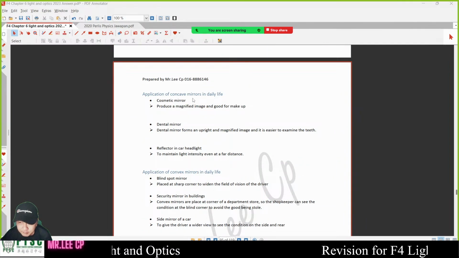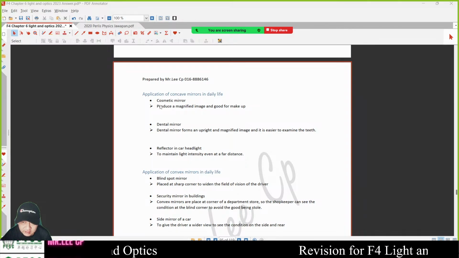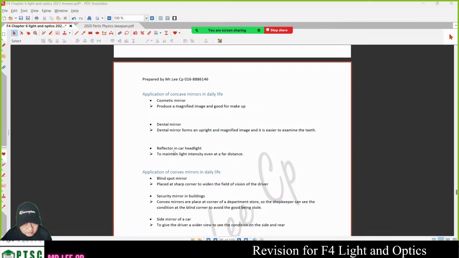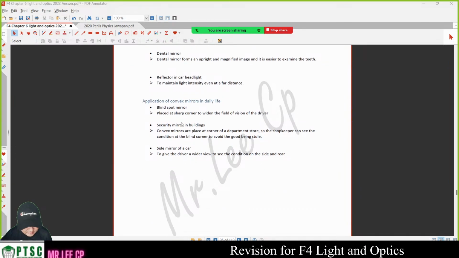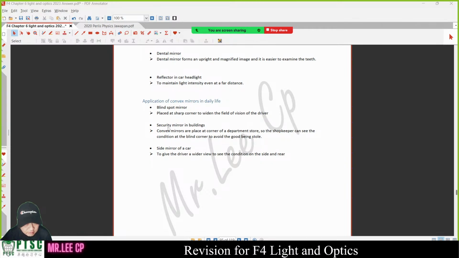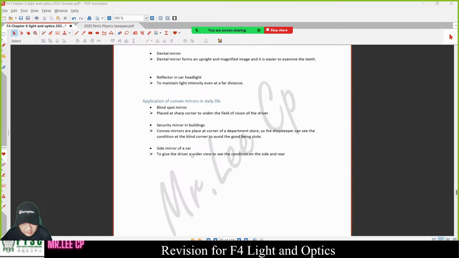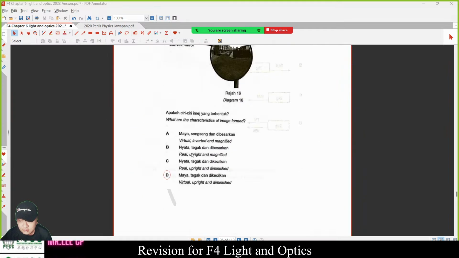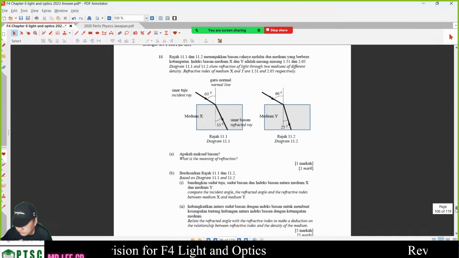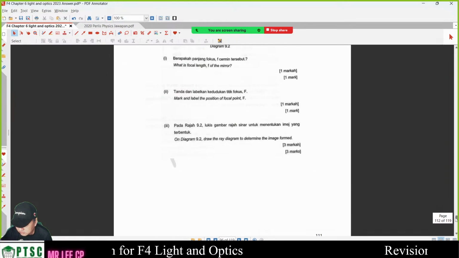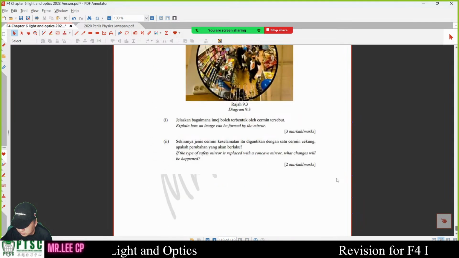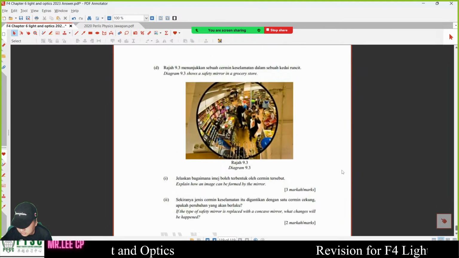Okay, applications of the concave mirror in daily life: cosmetic mirror, lantern mirror, reflector mirror in the headlight. And convex mirror in daily life: blind spot mirror, security mirror in the building, side mirror of the car. Okay. I think that's all for this one. I just take one example of this kind of question, how to do this kind of question. Okay, I simply take one.